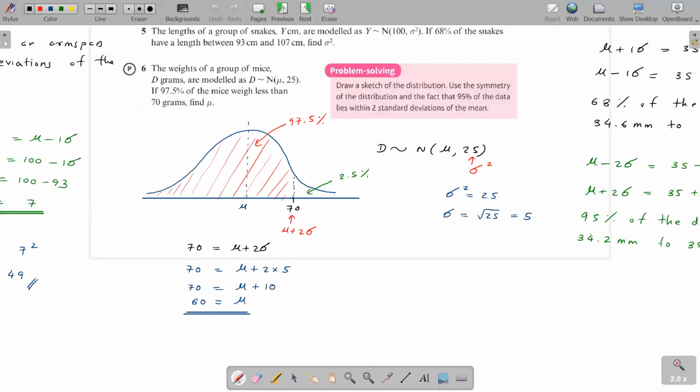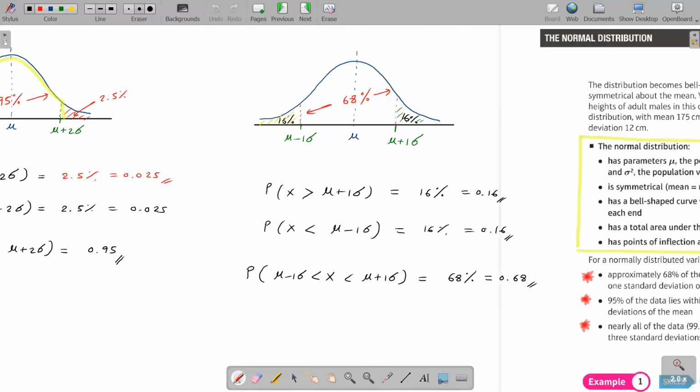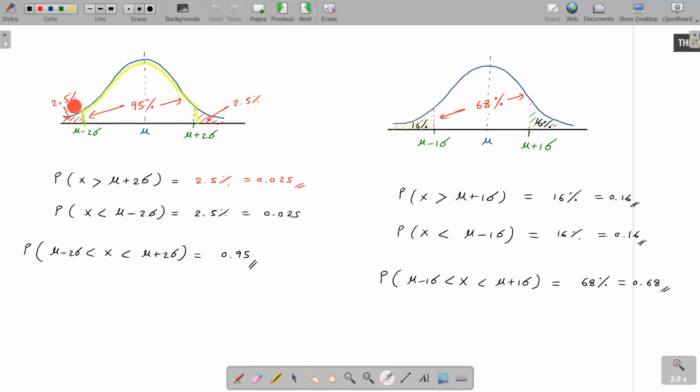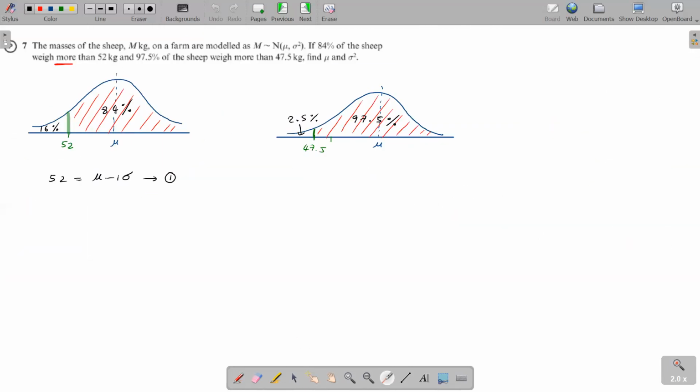As you can see, 2.5% area comes at the ends, when it is two standard deviations behind the mean. Since we are behind at this point, it's mu minus 2 sigma. The next equation you need to understand here is 47.5 is mu minus 2 sigma. That's equation number 2. You need to solve the two equations simultaneously and get the answer.